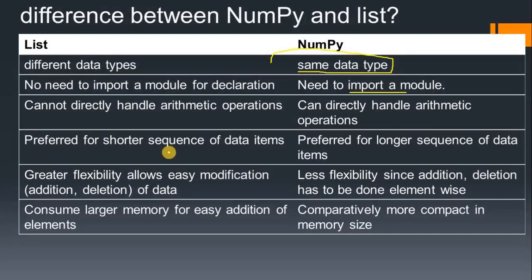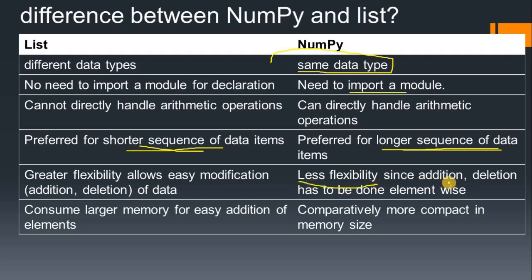Then our next point is that a list is preferred for a shorter sequence of data, and NumPy is preferred for a longer sequence of data, because NumPy is nothing but an array, and we can have one dimensional, two dimensional, three dimensional, n dimensional. So NumPy is used for longer sequences of data, and a list is used for just one dimensional values, like continuous 3 to 4 values, or suppose you have a particular sequence of values, then you can use the list. But for matrix data or a larger number of values, we prefer NumPy.